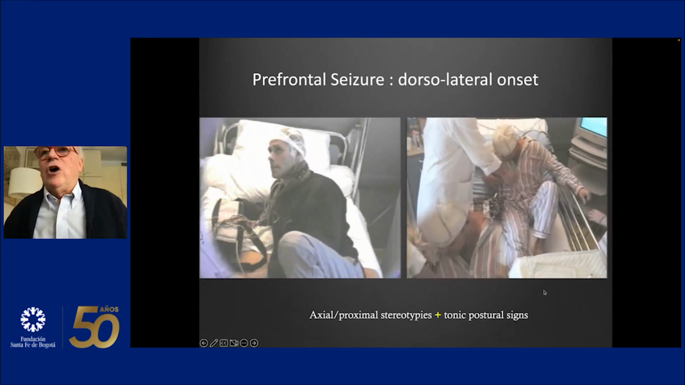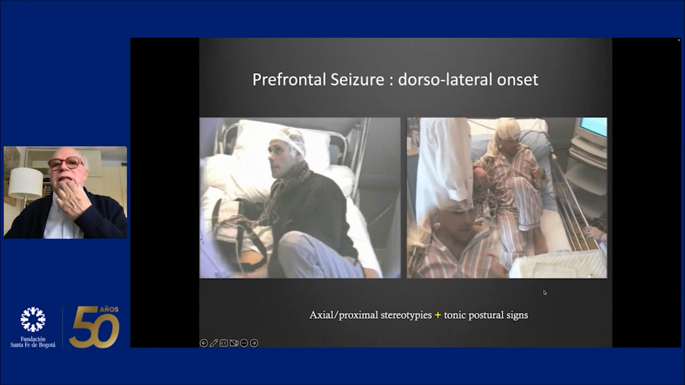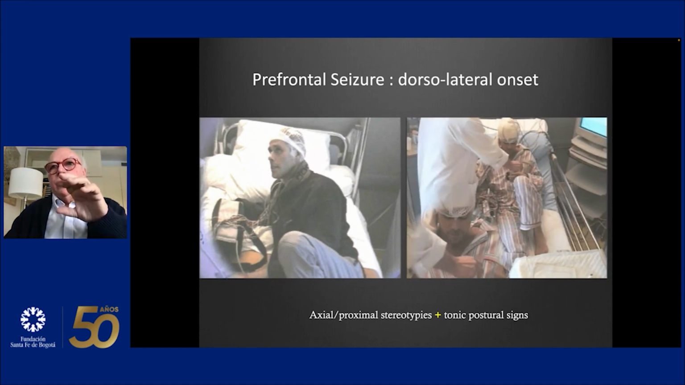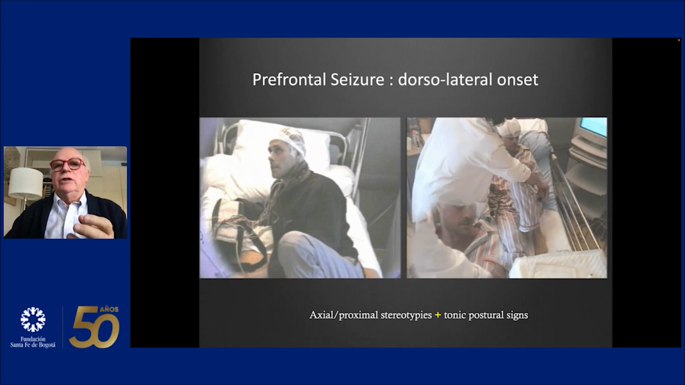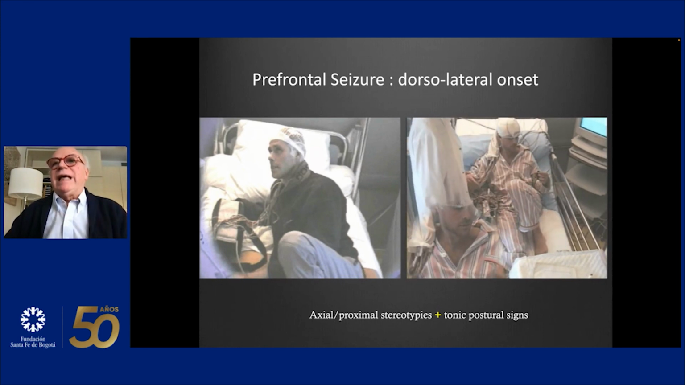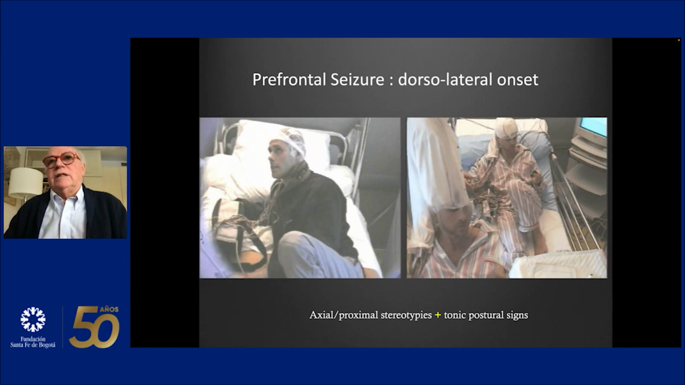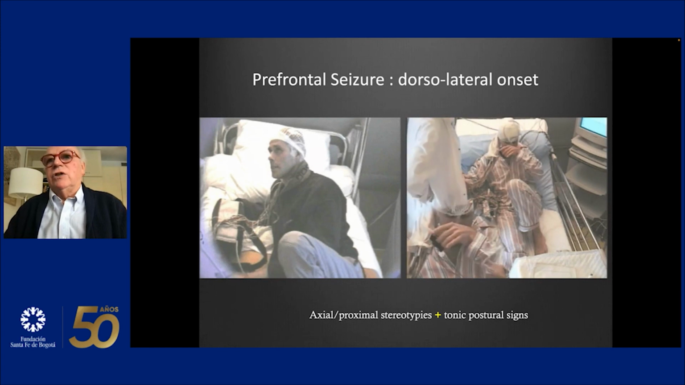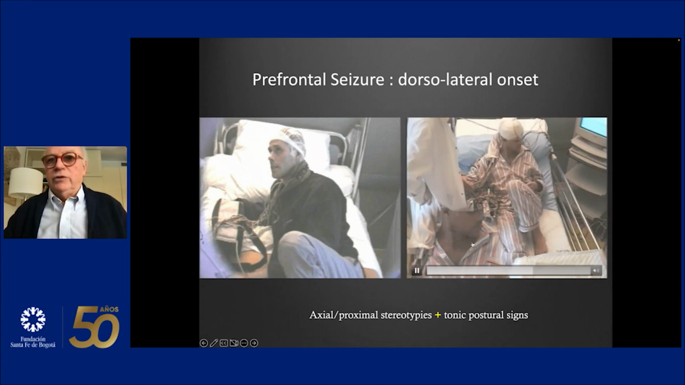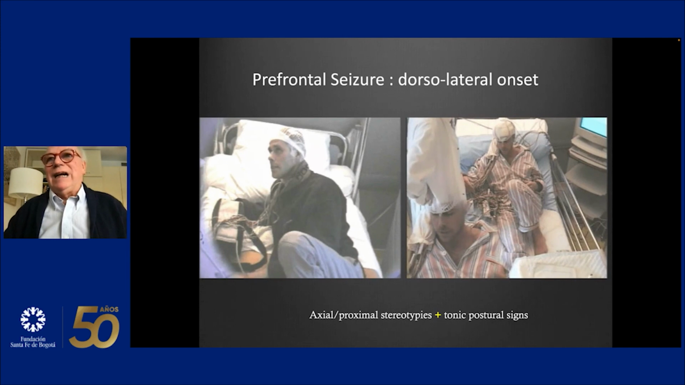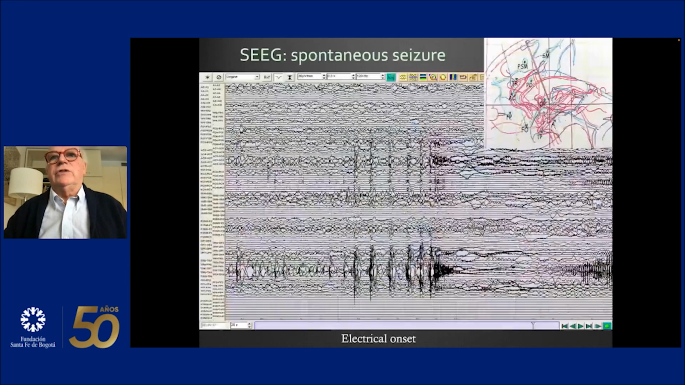Sorry, but so you see that is exactly the mixture, the combination of stereotypies and tonic postural signs. The tonic postural sign being early, and these associations define the non-integrated behavior characteristic of this region.